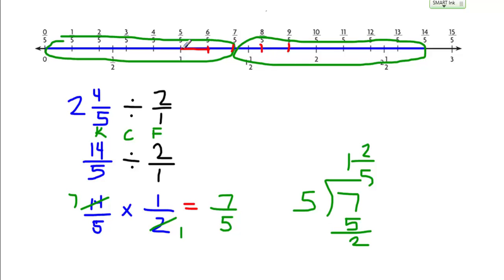So if we have 1 1/5, 1 2/5, that's where we're at right here, isn't it? So 7/5 or 1 2/5 is the answer.